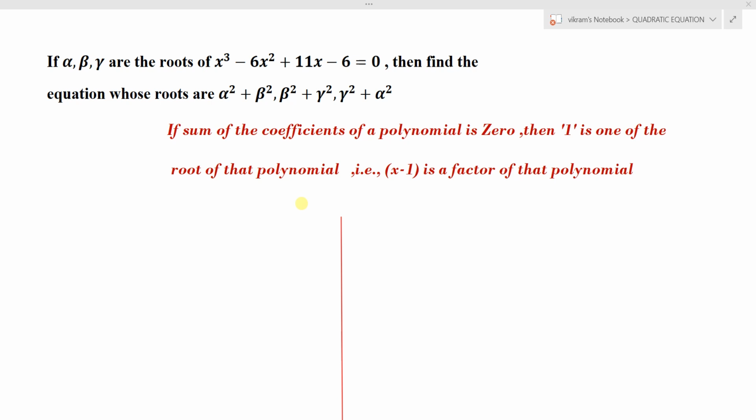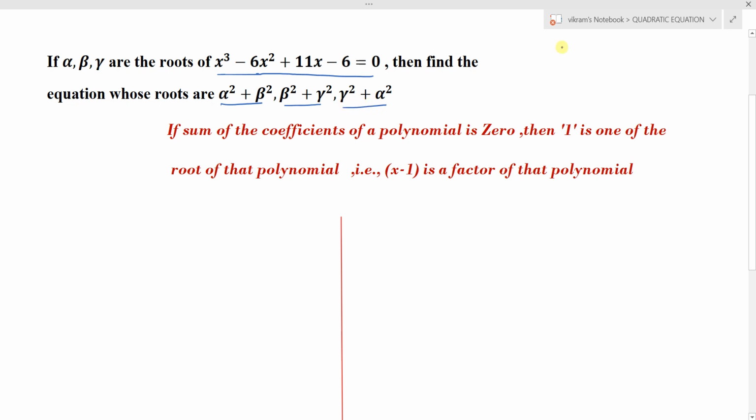Here the question is: given that alpha, beta, gamma are the roots of x cube minus 6x square plus 11x minus 6 equal to 0, find the equation whose roots are alpha square plus beta square, beta square plus gamma square, and gamma square plus alpha square.